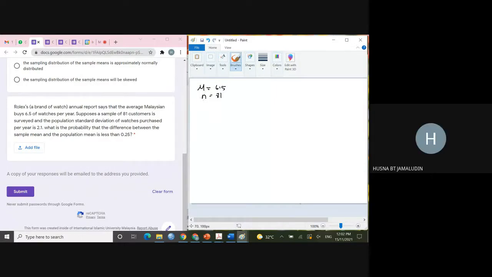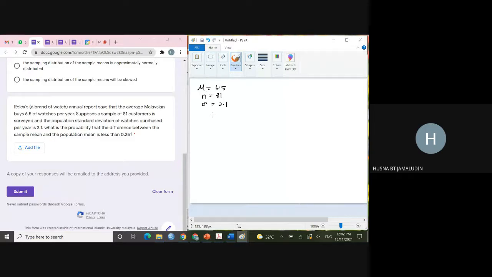Next is the population standard deviation, so this is your sigma, 2.1. You should know how to transform all these statistical words into symbols. I think it is easier than writing the population mean, the sample, blah, blah, blah. So this is a simple form.